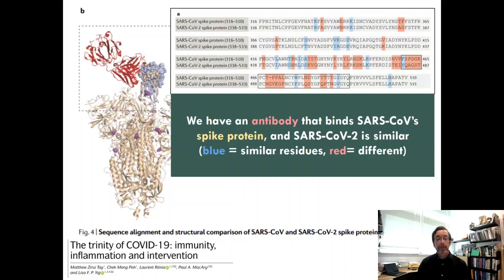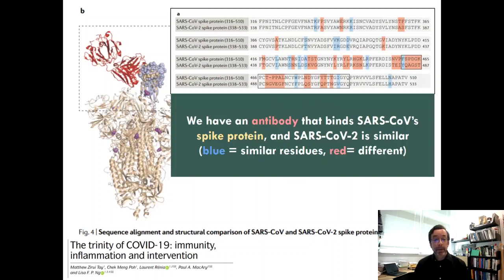So here's another one. This is from a review. You see the title at the bottom. We have an antibody that binds the spike protein. Here's the spike protein sequence, by the way, biochemists. You can see all the amino acids that we learned. And above the box you have blue is similar residues, red is different residues, and sort of beige is exactly the same between SARS and SARS-2.